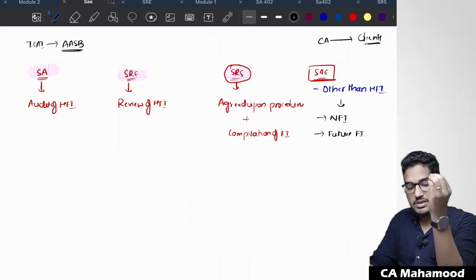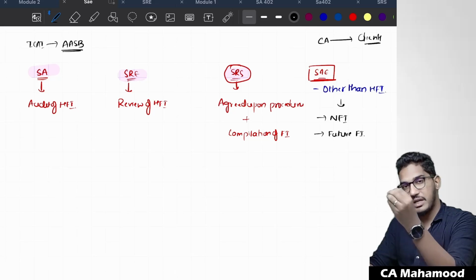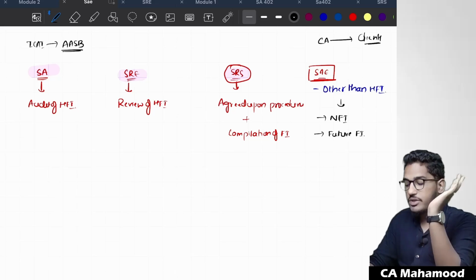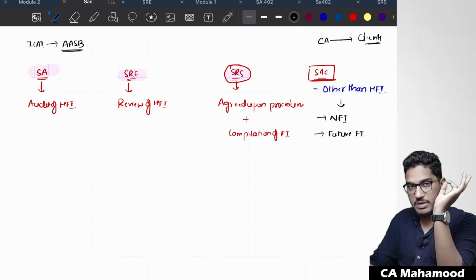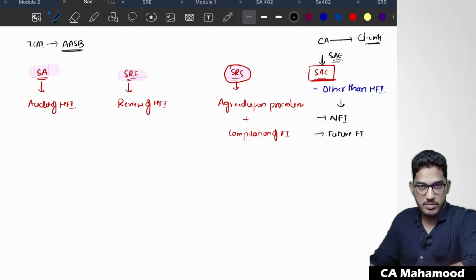That means either as a chartered accountant in practice, you are required to do some work related to the future financial information, or you might be required to do some work related to other than financial information. Some non-financial information you might be required to work upon. So those engagements, we broadly call them assurance engagements. And whenever you are doing such engagements, which standards will become applicable? SAE, standards on assurance engagements, will become applicable.